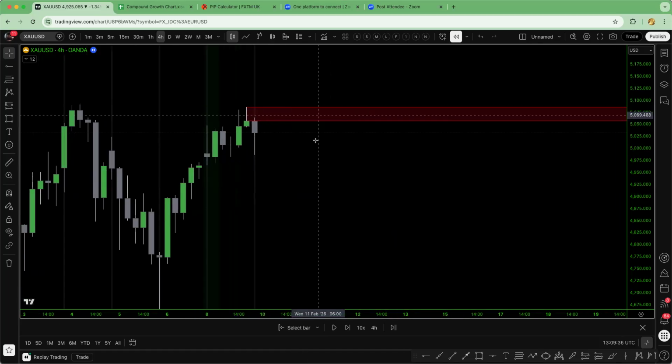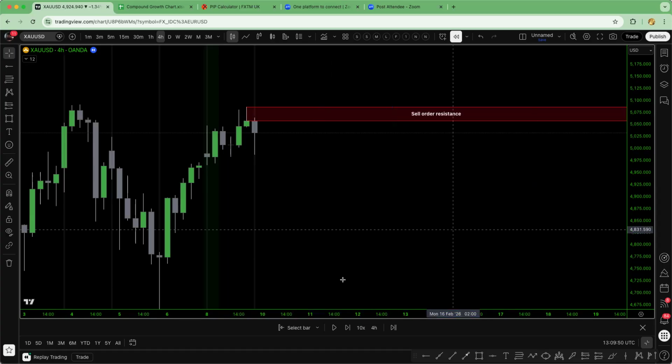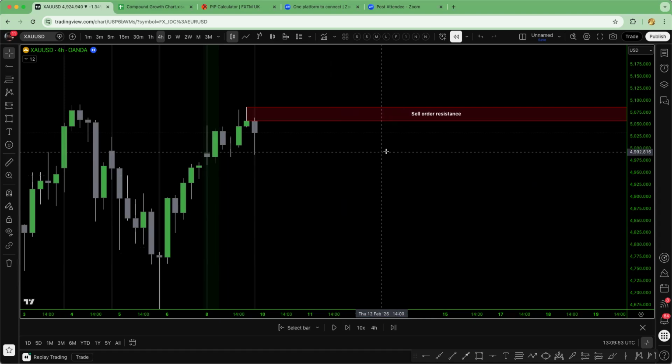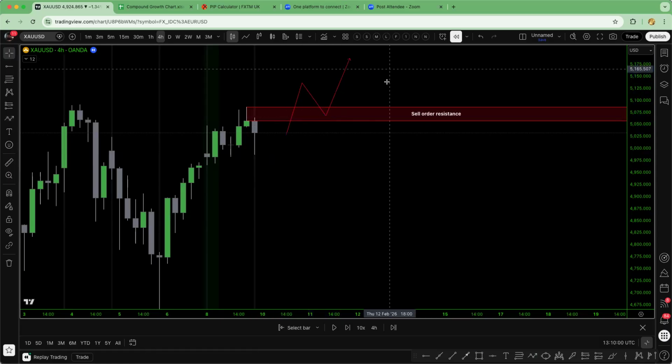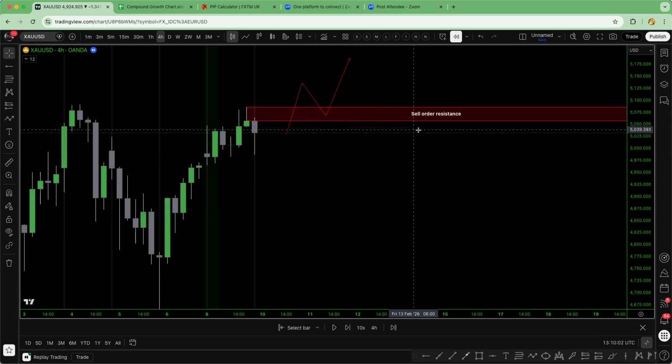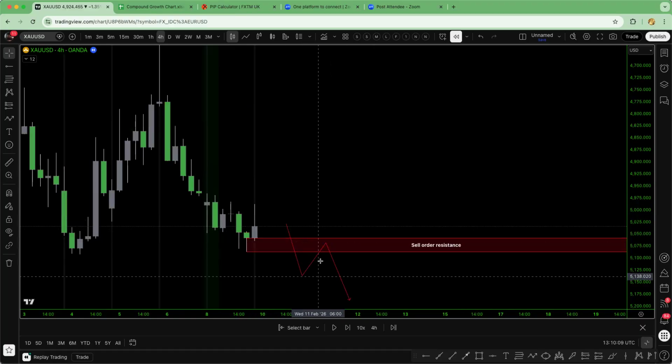What I like to call these highs is sell order resistance, basically. Forgive me if my typing is not correct, but this is basically a high, and it's a resistance level. Resistance levels and support levels like to be broken, retested, and then they can continue. That's what you call a turncoat resistance, or a turncoat support if it's vice versa. So if we just invert the chart, this would be a turncoat support.